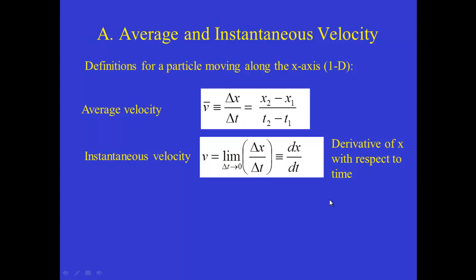Now in calculus, when we define things like this, usually there's a graphical meaning associated with it. And if we were to have a graph of position on the vertical axis plotted versus time on the horizontal axis, this instantaneous velocity would be the slope of the position versus time graph at a particular time.